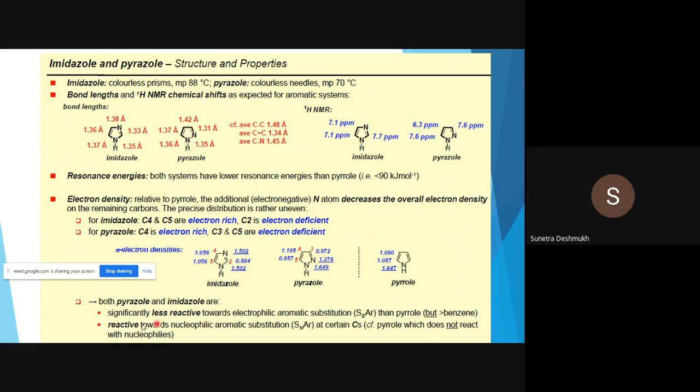Next, they are reactive towards nucleophilic aromatic substitution at certain carbons, that means carbons where the electron density is lower. At that carbon atom, a nucleophile can react very easily. Pyrrole does not react with nucleophiles, which is totally in contrast, whereas imidazole and pyrazole are reactive towards nucleophilic aromatic substitution reactions. So this is the thing regarding imidazole and pyrazole.